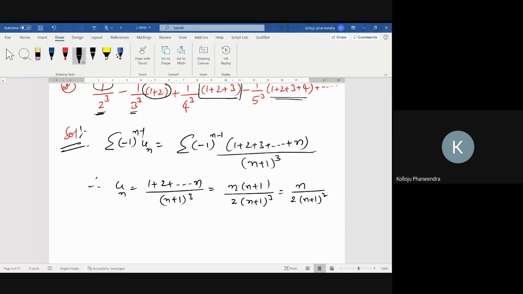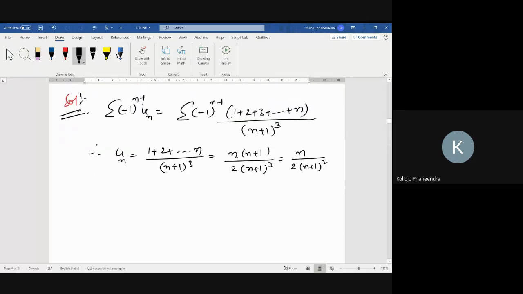Now, this is un. Now check whether un is greater than un plus 1. Un is n by 2 of (n plus 1) whole square, and un plus 1 is (n plus 1) by 2 of (n plus 2) whole square.